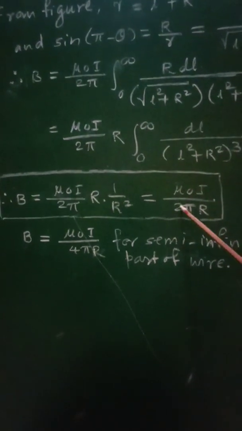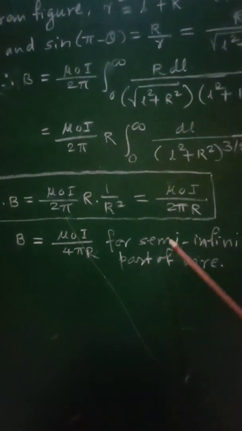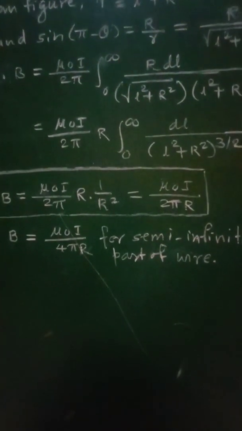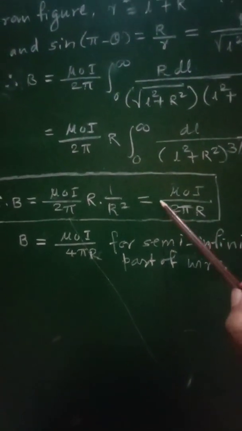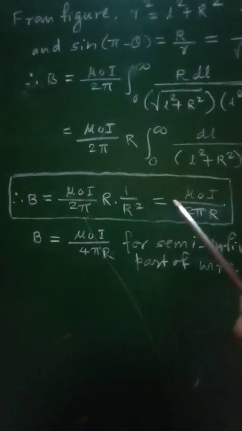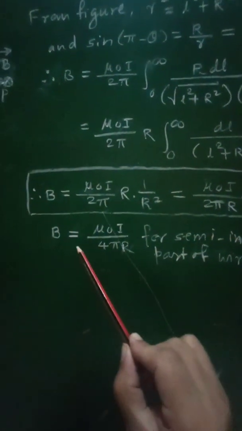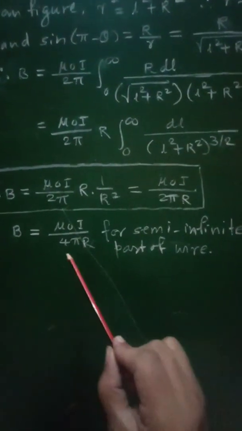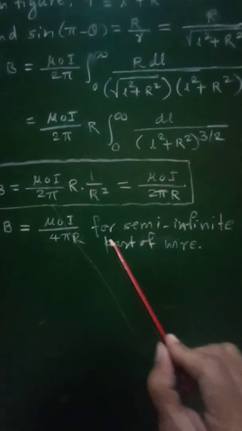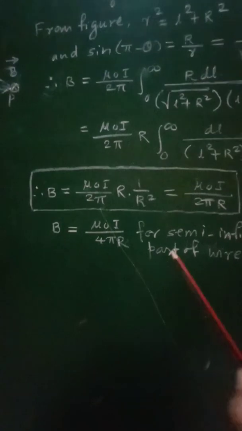Now as discussed above, as that wire is divided into two semi-infinite parts, for each semi-infinite part the magnetic field will be equal to half of this, that is B equal to mu 0 I upon 4 pi R. So this will be the magnetic field for each semi-infinite part of that wire.